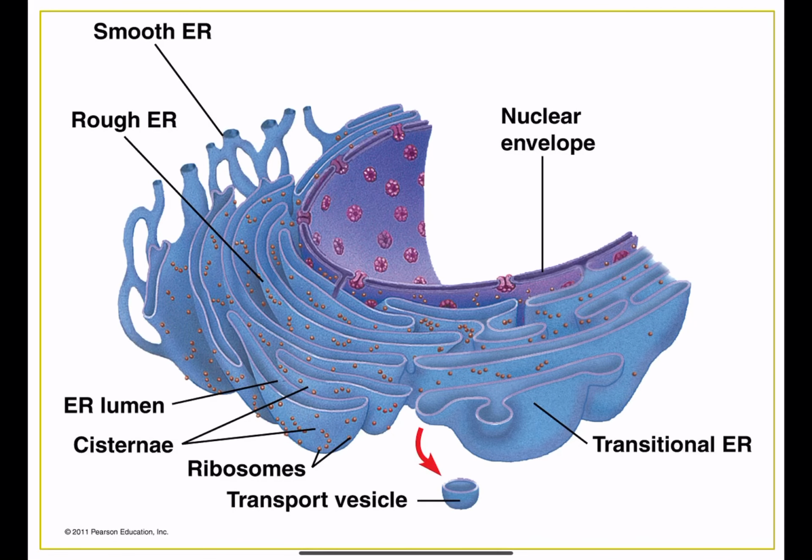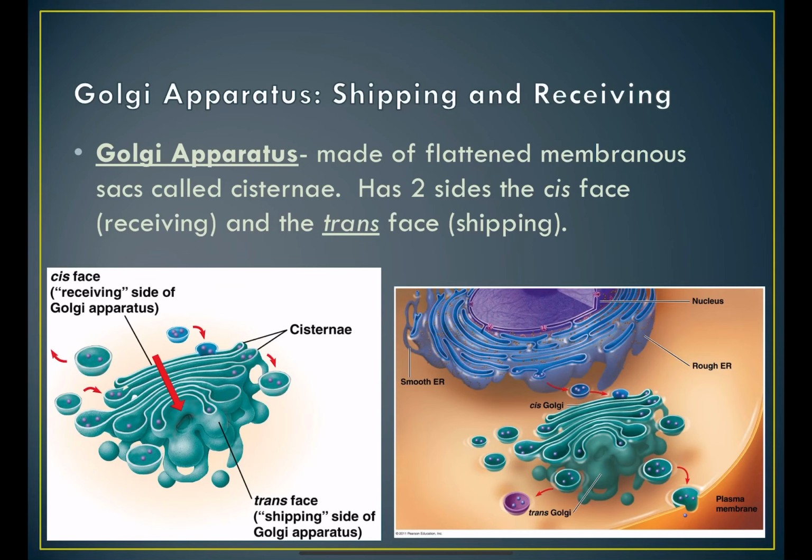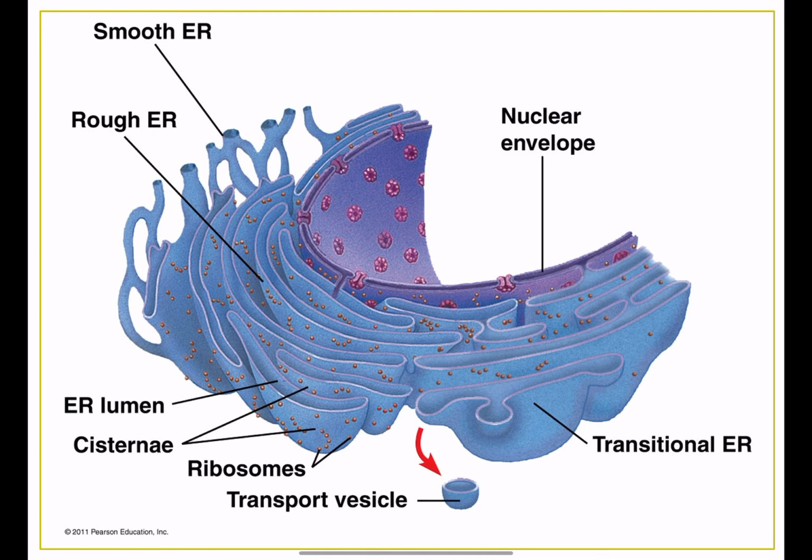So there's the rough ER on the nuclear envelope, and I don't have a good picture of the smooth ER here. I apologize. Oh, here's the smooth ER. Okay, so the smooth ER looks a little different. It looks more like these tubes, but what you do notice is that it doesn't have those ribosomes studded on the surface of it. Okay.